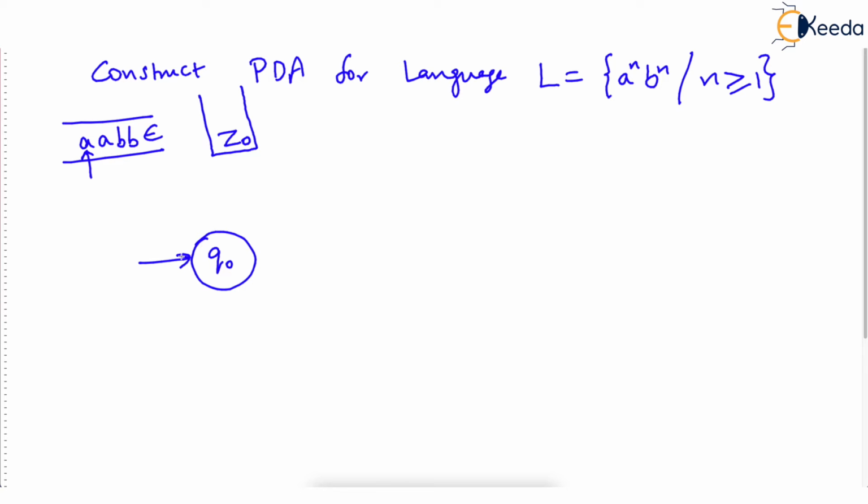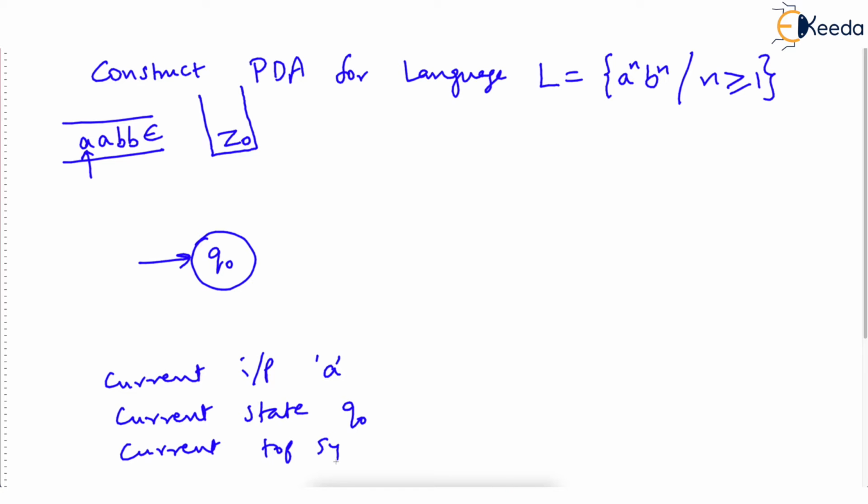Now, as we have seen the configuration of PDA, PDA works on a triplet. That means PDA tries to understand three things. The three things are current input. What is it reading right now? Current input is A, correct? And current state, in which state the PDA is at the moment? It is in Q0. And current top symbol of the stack. The current top symbol is Z0. These three things is what PDA will always check.